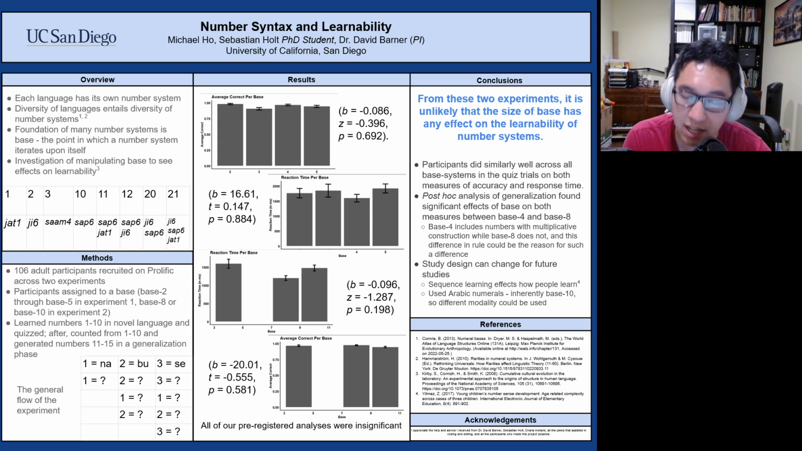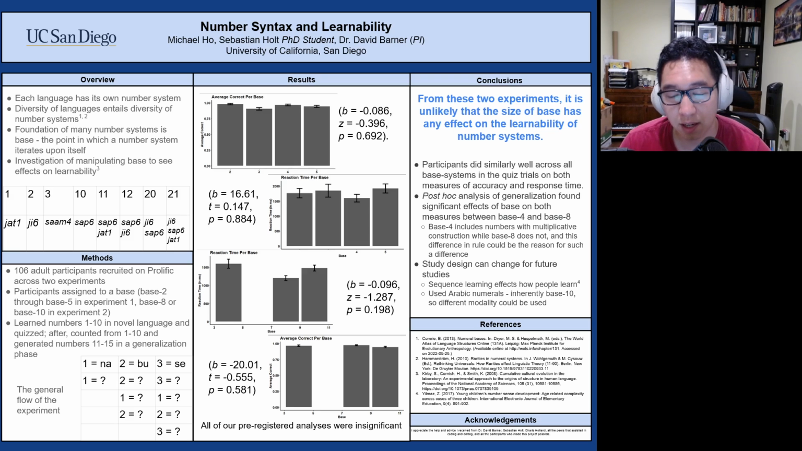Base did not have any effect on either of our measures, which is interesting as it is the point at which new rules are introduced. Our data suggests that there is no effect of base on how learnable a number system is. However, as a generalization analysis between the base 4 and base 8 showed significant results, there could be another effect. In the generalizations, a multiplicative rule is introduced as 2 times 4 is required to compose the number 8. However, in base 8, there are no numbers tested that utilize this multiplicative rule, and base 8 performs significantly better than base 4.